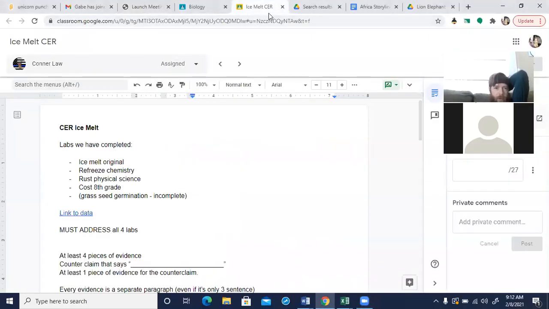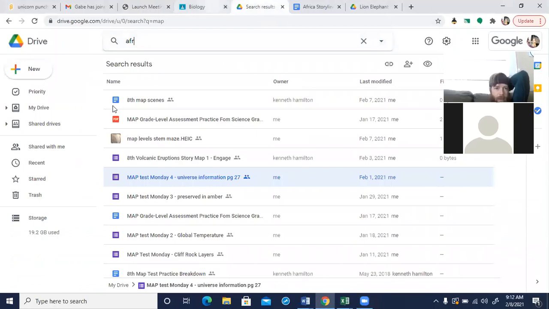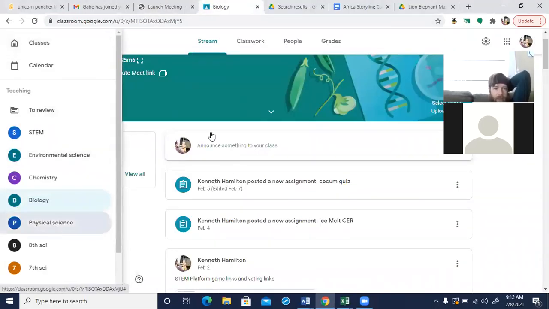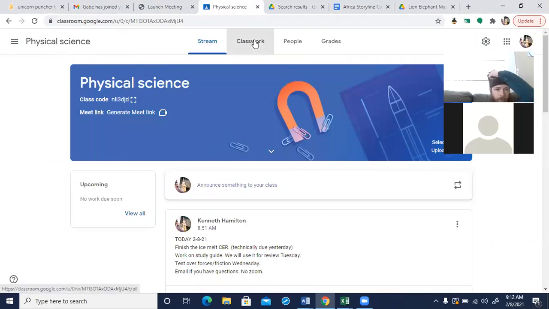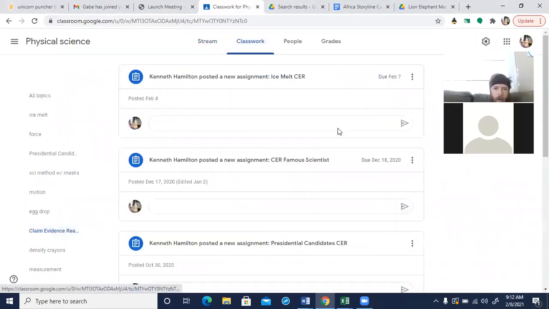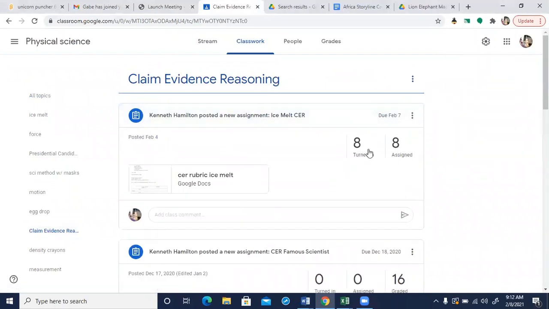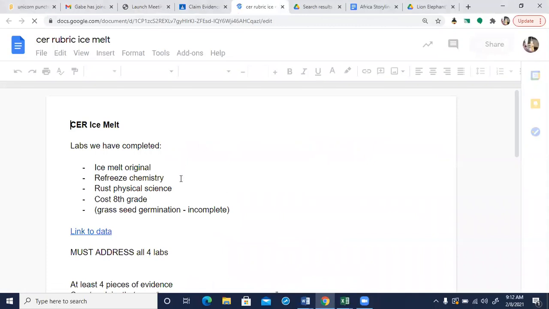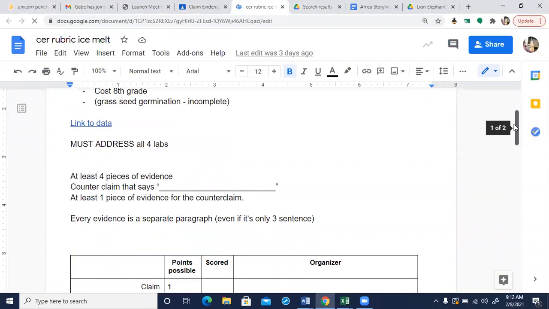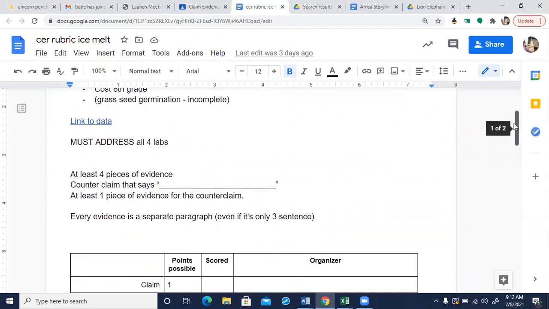So all right, here is what we did. We worked on our Ice Melt claim evidence reasoning. Let me get on physical science here. All right, so this is what we worked on, the Ice Melt claim evidence reasoning. It's in Classroom under the claim evidence reasoning stuff.